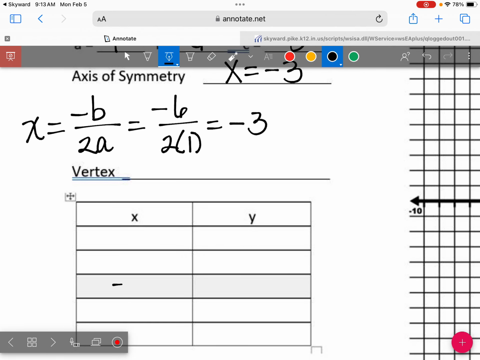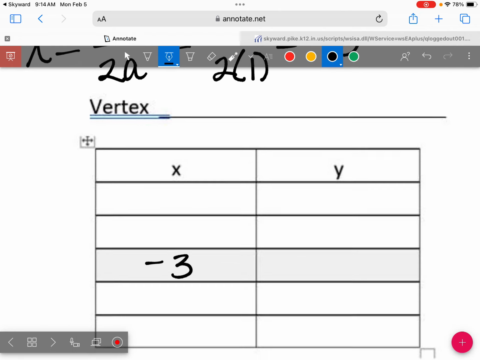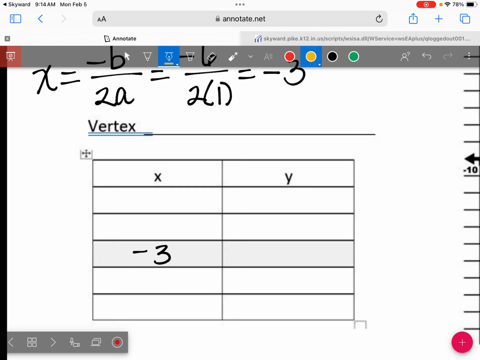So I want you to put that -3 in the middle of your table. Then you're going to look at the numbers around -3. If -3 on the number line is right here, what are the numbers around -3? We're going to pick the 2 numbers to the left and the 2 numbers to the right. So our 5 numbers that we're going to substitute in this equation, these are our 5 numbers.